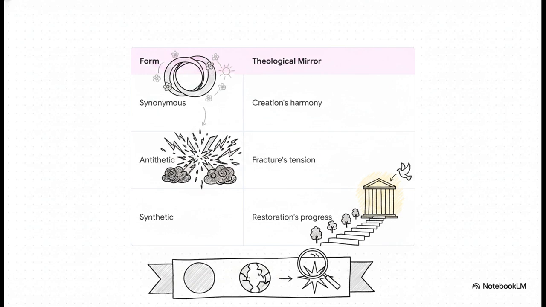Synonymous parallelism, where lines balance and agree, mirrors the perfect harmony of creation. Everything's in alignment. Antithetic parallelism, where lines contrast and clash, well, that mirrors the tension of the fracture, the brokenness of a fallen world where things are constantly at odds. And synthetic parallelism, where lines build and move forward, that mirrors the progress of restoration, pushing toward a completed, redeemed future. The macro themes of the entire biblical narrative, creation, fracture, and restoration, are literally encoded into the microscopic grammar of two-line poems. How cool is that?